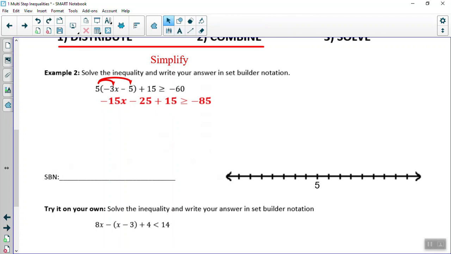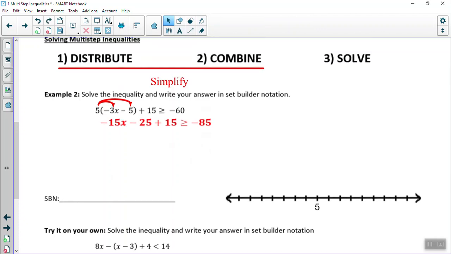All right, so now the next thing we need to do is combine. So we distributed, now we're going to combine. And remember, when we combine, it's on the same side. So over here, we can combine the negative 25 and the positive 15. So now we're left with negative 15x minus 10 is greater than or equal to negative 85. And I can always draw my line if I need to.